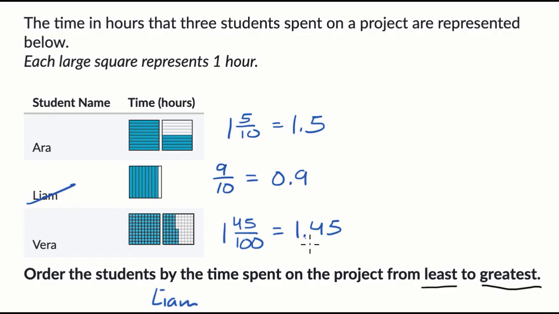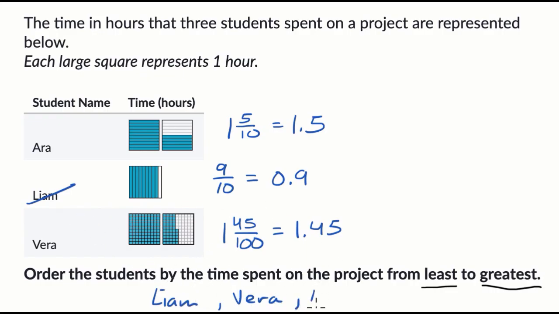So if we were to compare Vera and Ara, if we just go to the tenths, Vera didn't get to 5 tenths. She's a little bit below 5 tenths. She's at 4 tenths and then some. So Vera is the next smallest. So I will write Vera here, as the next larger one than Liam.